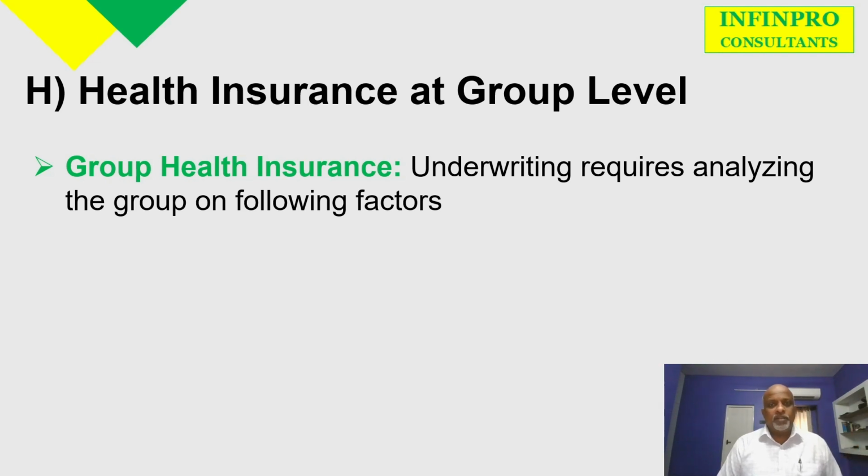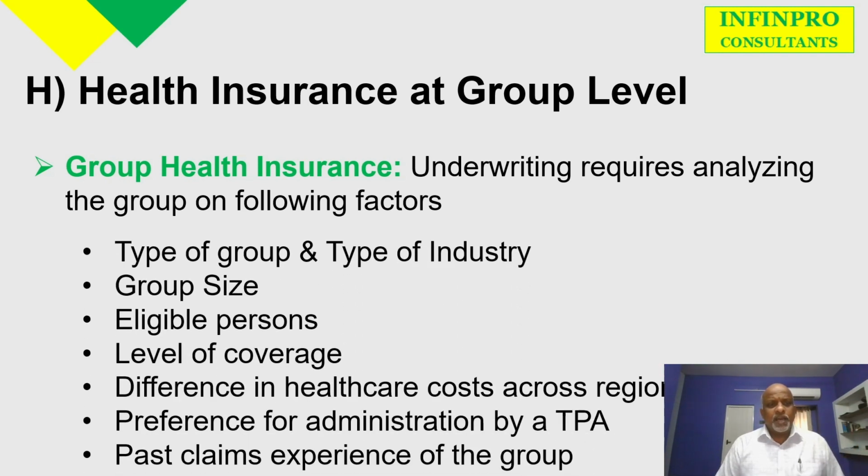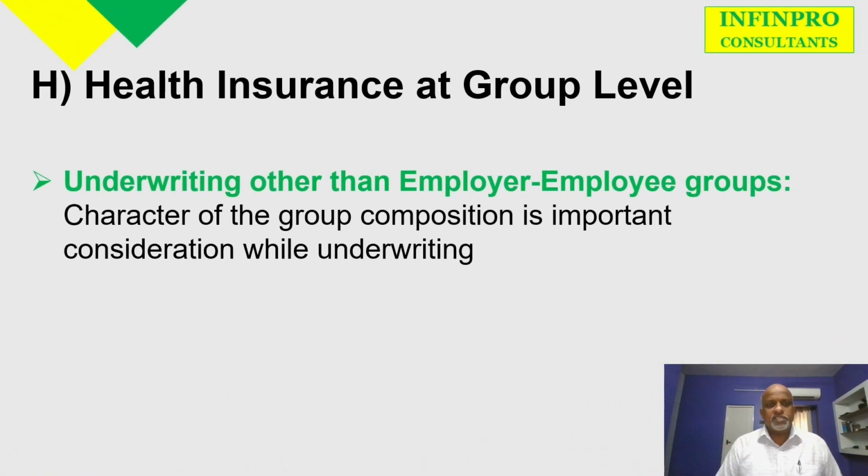At a group level, health insurance is analyzed based on the type of the group, the type of industry they are working in, size of the group, eligible persons in the group, level of coverage required, difference in healthcare cost across various regions if the company is spread across multiple regions, preference for administrators if any, and past claim experience of the group. All this will be considered at an underwriting level before a group health insurance policy is issued.